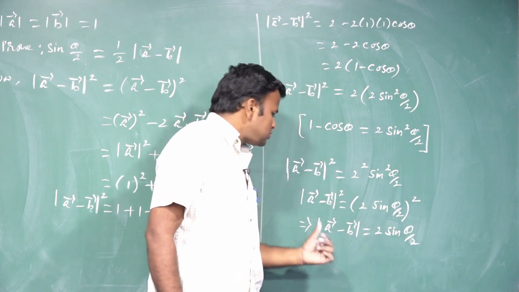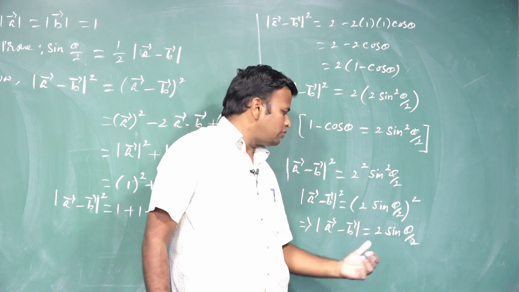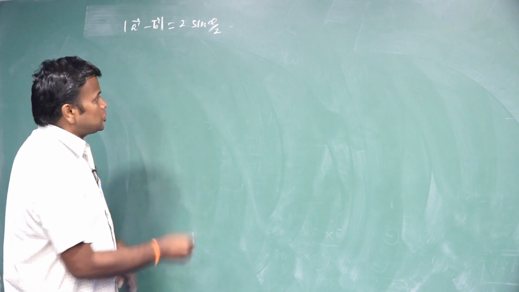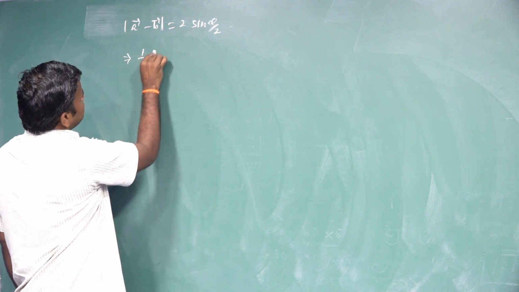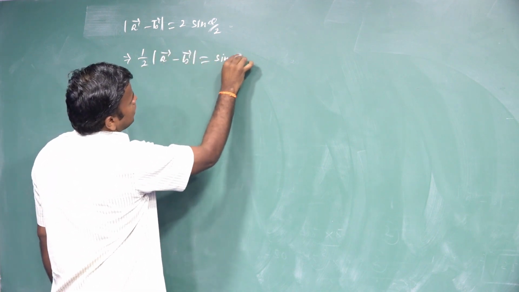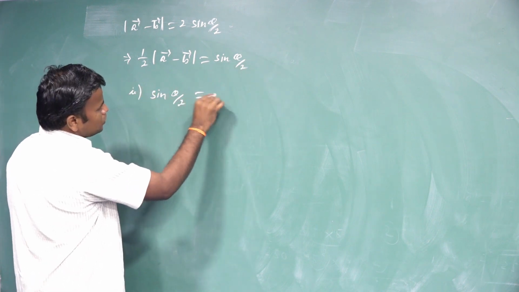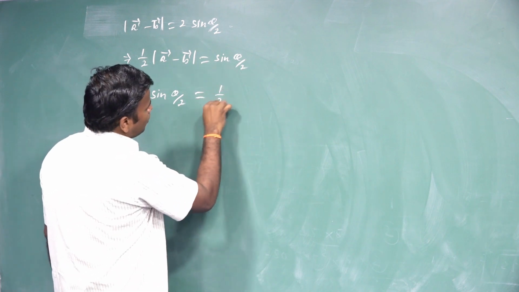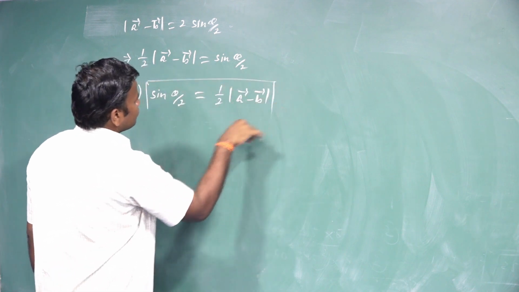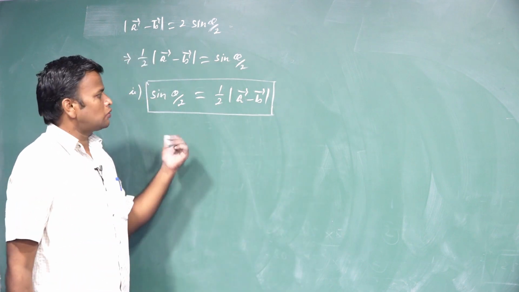The multiplication 2 becomes that side division. So 1 by 2 modulus A vector minus B vector is equal to sin theta by 2. That is, we write it is sin theta by 2 is equal to half of modulus A vector minus B vector. So it is a proof of the first one. So we prove the first one. So first one proof is over.